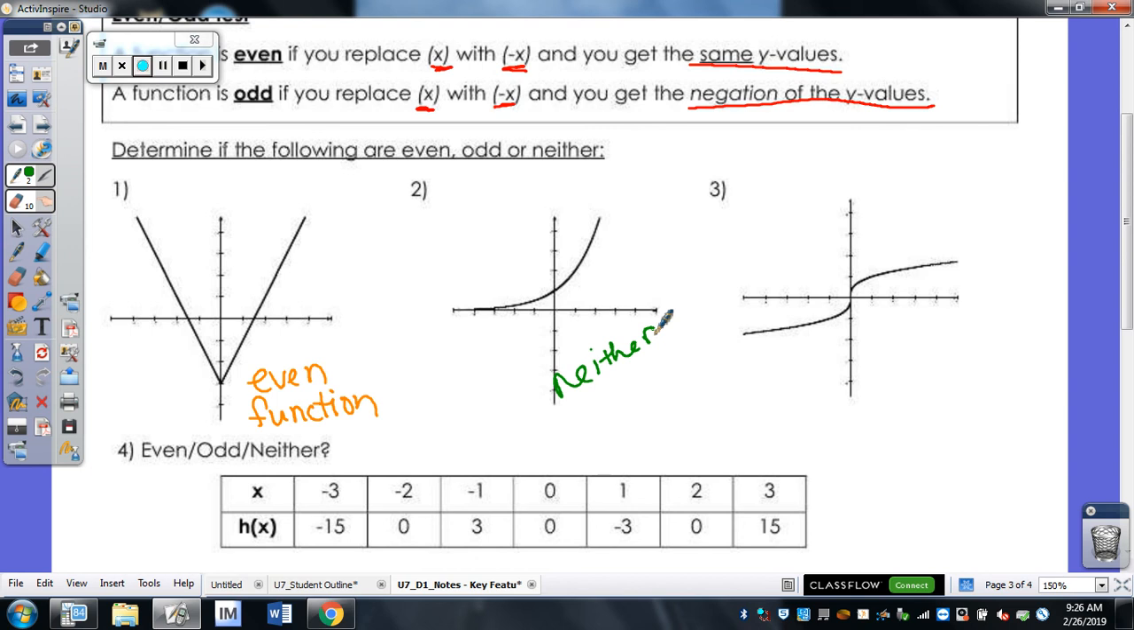So then 3, again, is that symmetric over the y-axis? No. Would that be symmetric through the origin, though? Yeah. Through the origin is the one where I kind of picture in my head, if I flip it 180 degrees, it would look exactly the same. So that one is odd. Symmetric through the origin is odd.